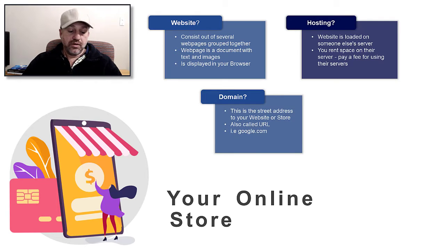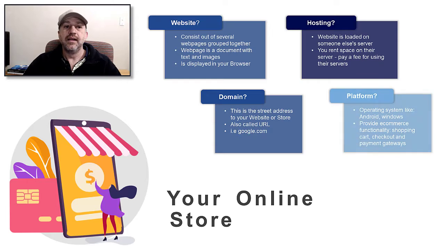The next one on the list is a domain. Now a domain is like a street address to your website. It's also called a URL. Example is Google, for instance. Google's URL or domain name is google.com. So your shop name or domain name can be myfavoriteshop.com, for instance.